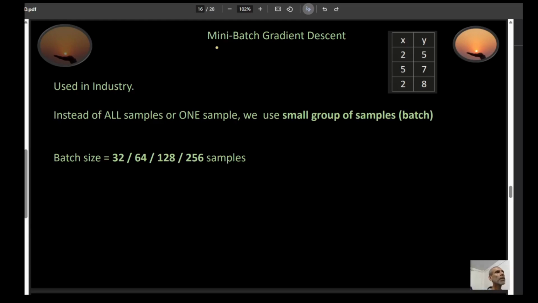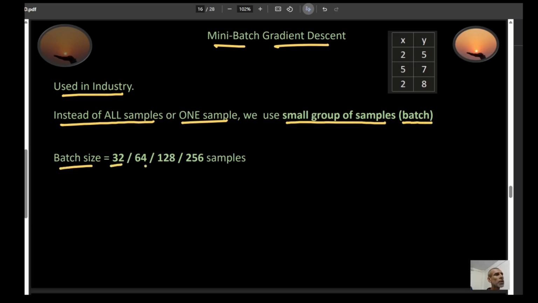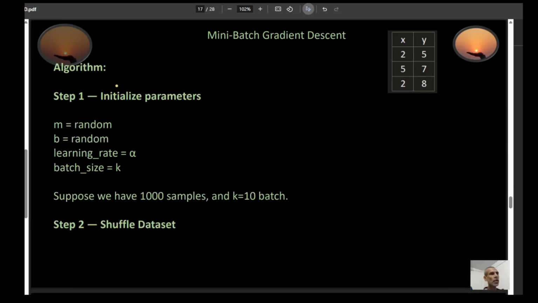And now you have mini batch gradient descent. So this one is used in industry. And the idea is this: instead of working with all the samples or one sample, we are working with only a small group of samples. This small group of samples has a name. It is called a batch. The batch size can be either 32 samples, it can be 64 samples, or it can be 128 or 256 samples. So the algorithm for mini batch descent is like this. Step 1, you initialize your parameters.